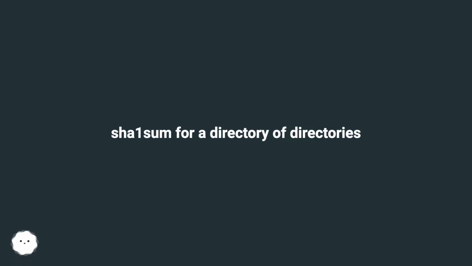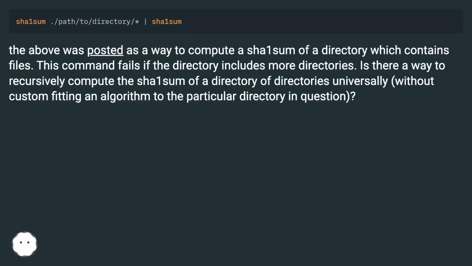sha1sum for a directory of directories. The above was posted as a way to compute a sha1sum of a directory which contains files. This command fails if the directory includes more directories. Is there a way to recursively compute the sha1sum of a directory of directories universally, without custom fitting an algorithm to the particular directory in question?